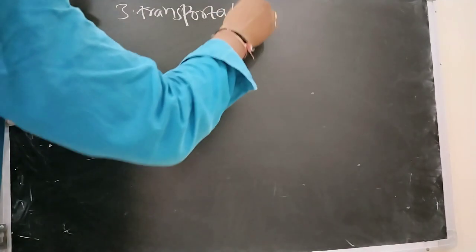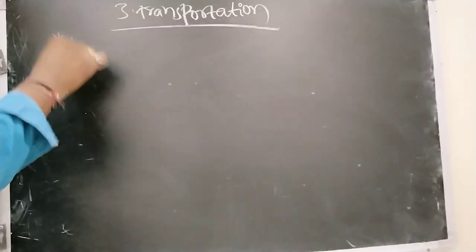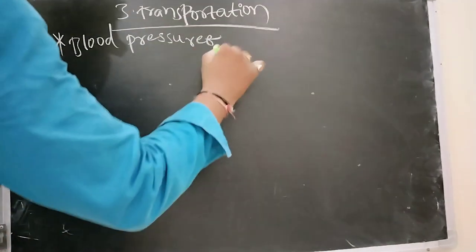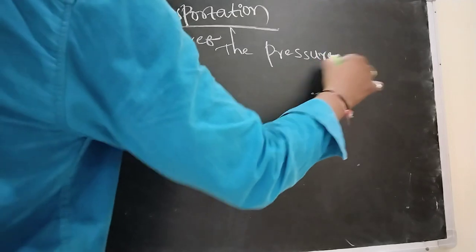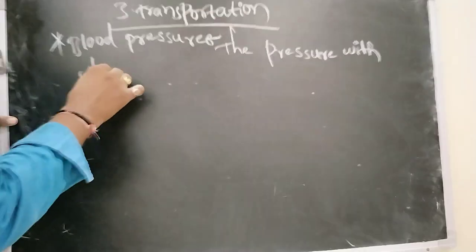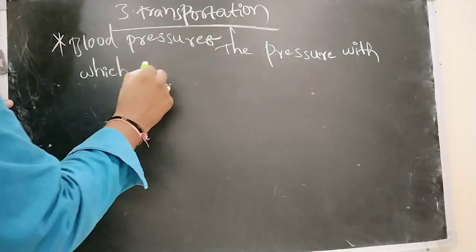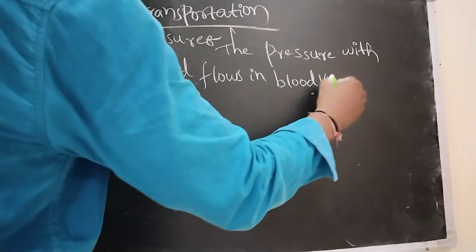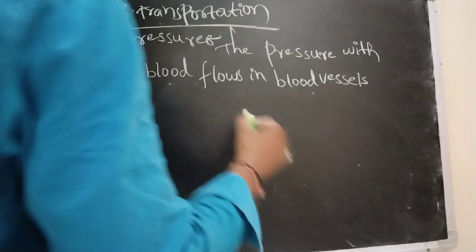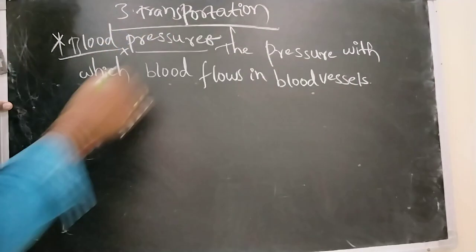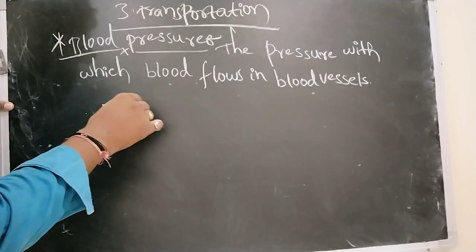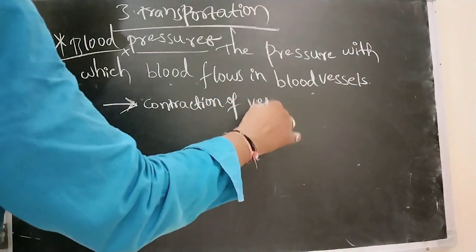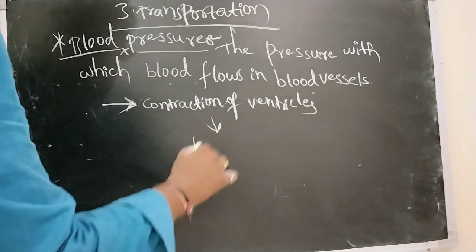The topic is about blood pressure. So what is blood pressure? It is the pressure with which blood flows in blood vessels. So with how much pressure blood is flowing in blood vessels, it is called blood pressure, and this is measured depending upon the contraction of ventricles that force the blood into blood vessels.